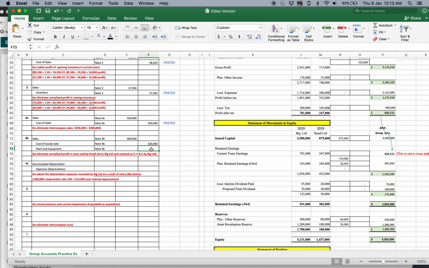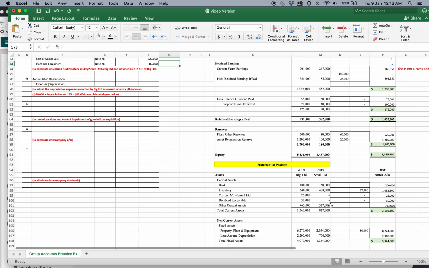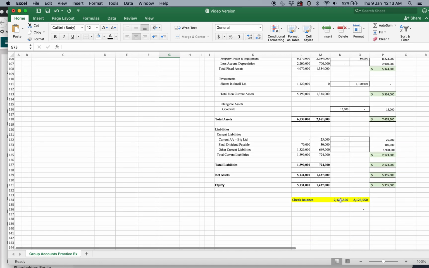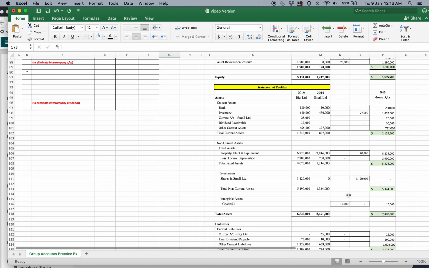Okay, because Small Limited only paid 320 for it, but it's sitting in the fixed asset schedule of Big Limited for 400. We want to recognise it at what it actually cost the group. Okay, so that extra 80,000 we need to reduce down the plant and equipment by that amount. Okay, so that will post through. I would have these all linked up to where it should go, and my journals are still balancing. Okay, so there it is. That would reduce down. Okay, so plant and equipment would be that plus that minus that gives us that value.